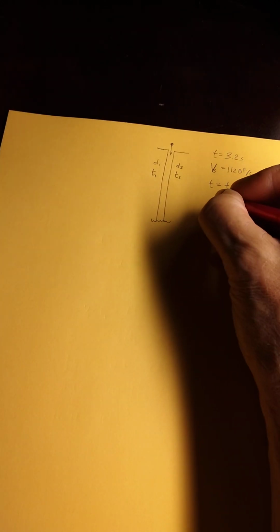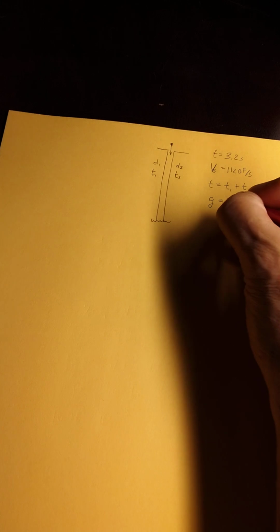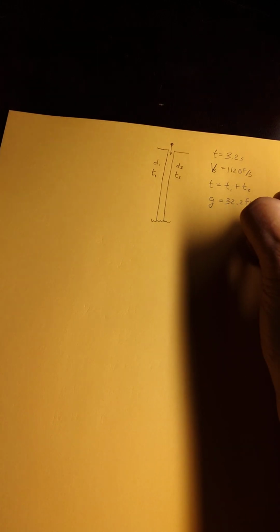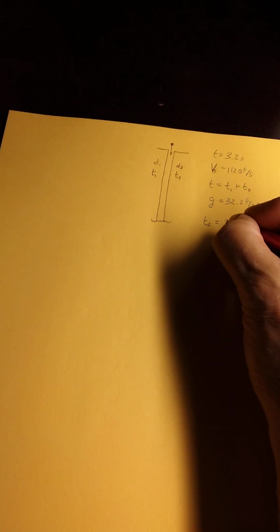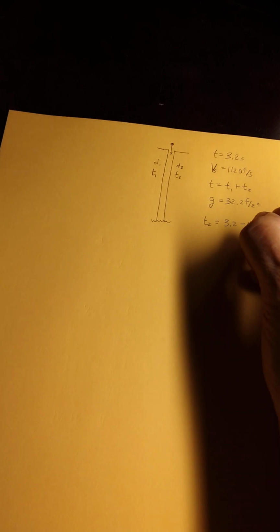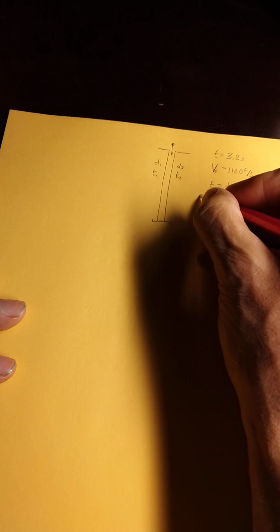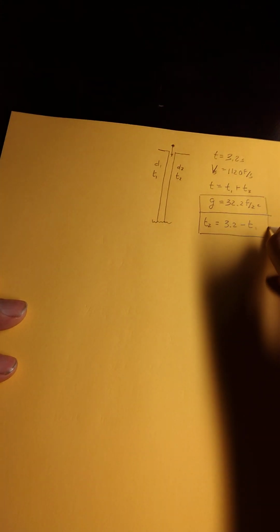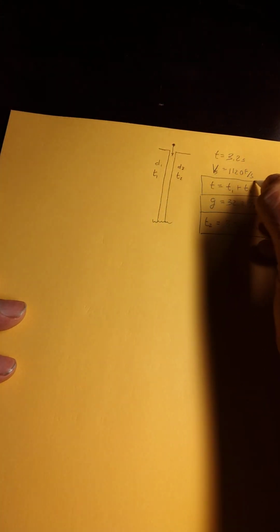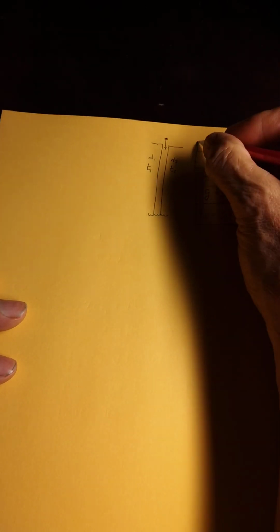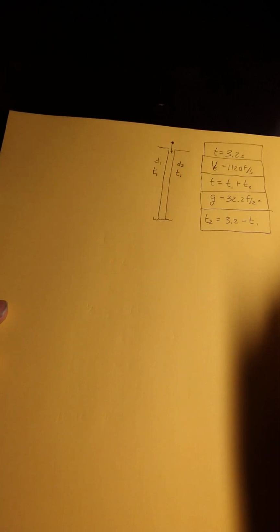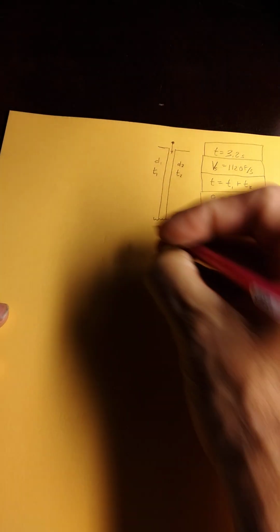Okay. Next assumption we're going to say is that g is equal to 32.2 feet per second squared. And then we're also going to solve for t2. So t2 is going to be equal to 3.2 minus t1. With these simple assumptions, we can figure out how deep this well is without actually measuring it, other than measuring the amount of time it took to hear the sound. So with that one simple measurement, we can figure out how deep the well is.